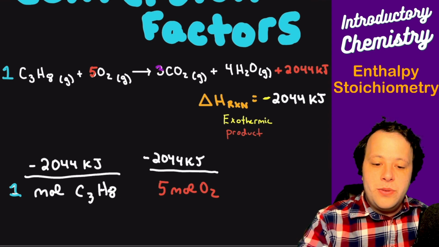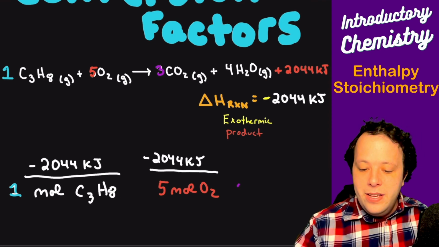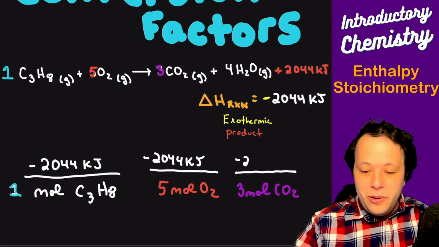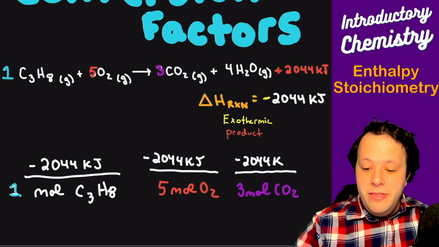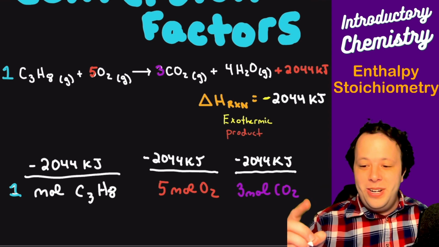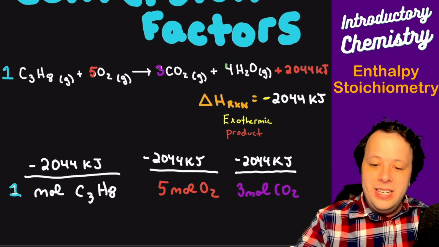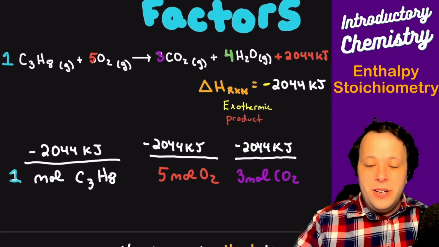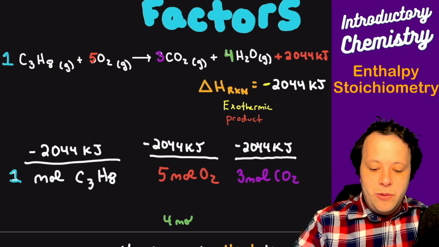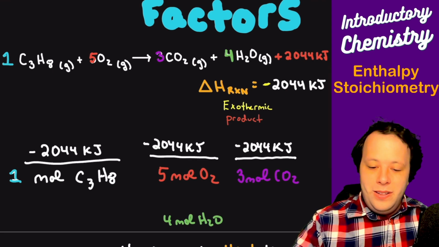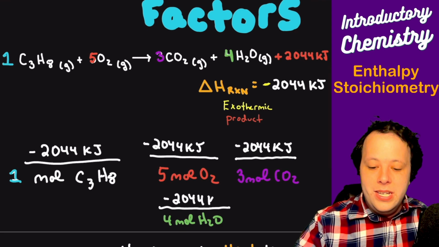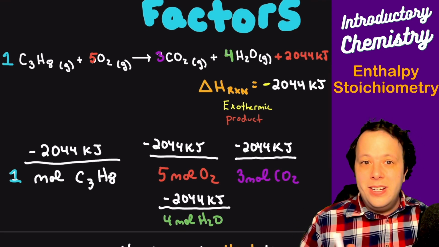So we could also do this with the products too. We could say, hey, I have 3 moles of CO2, and that's going to be also equivalent to, hey, you might have guessed it, negative 2044 kilojoules for this reaction. Keep that in mind, this reaction. Every reaction is going to have a slightly different energy value. And the last one is, well, if I have 4 moles of water, I can also relate that to 4 moles of H2O all over, once again, you might have guessed it, negative 2044 kilojoules per 4 moles of water.